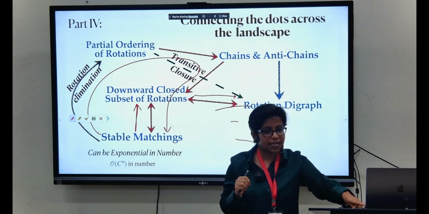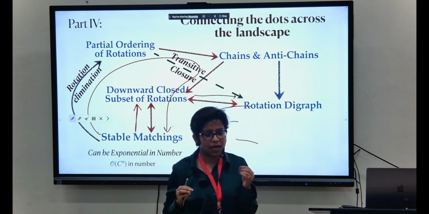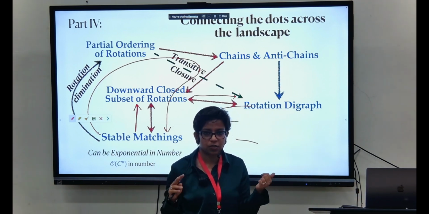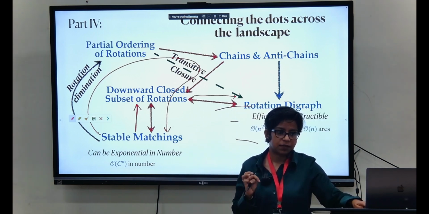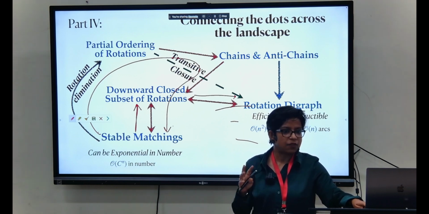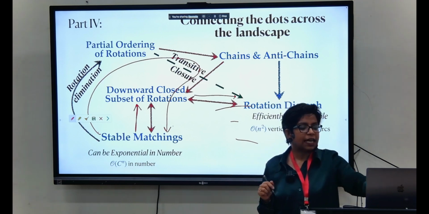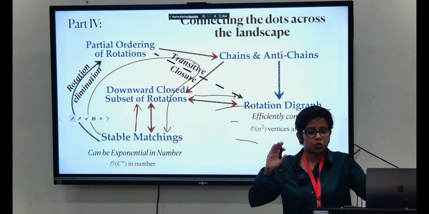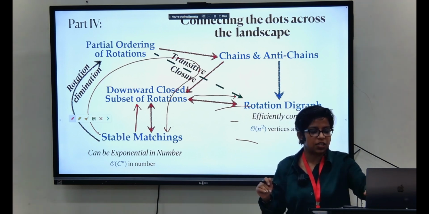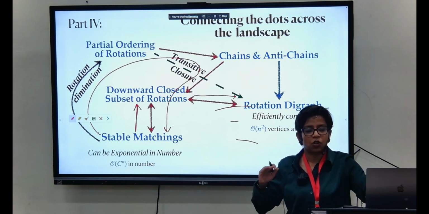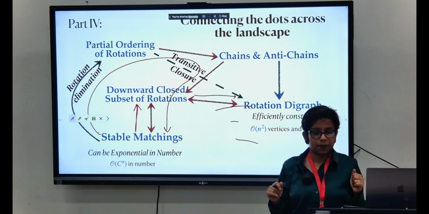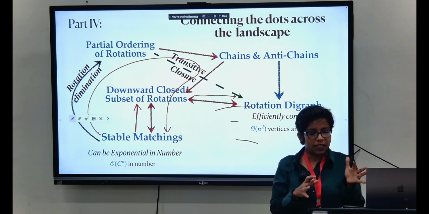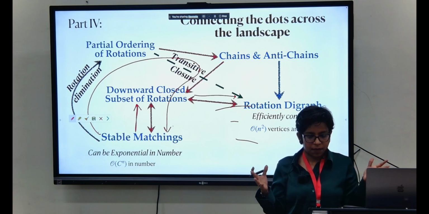Now, the issue is, as we have already said, stable matchings can be too many, exponential, c power n. There can only be order n square rotations. And the rotation digraph can have, sorry, this is wrong. It can have order n square vertices corresponding to n square possible rotations, and the number of arcs is also order n square. This is wrong. What I was trying to say, it can be linear. Okay? So, same number of vertices and arcs, asymptotically.